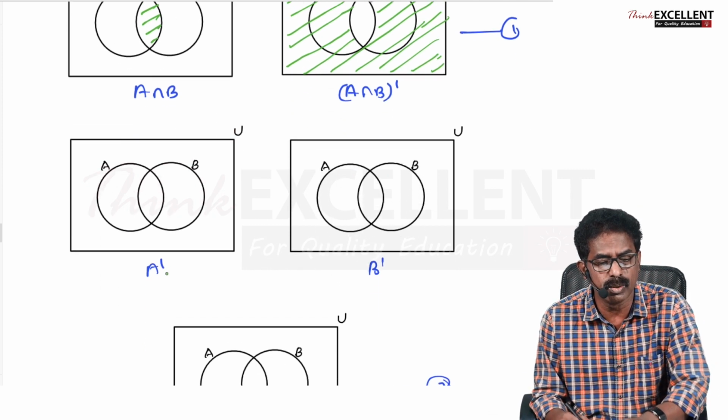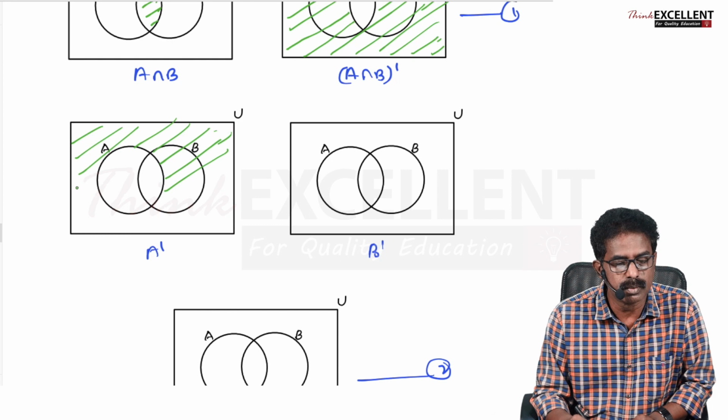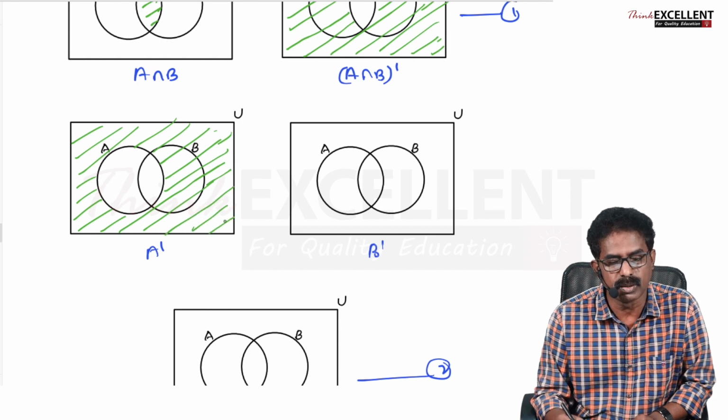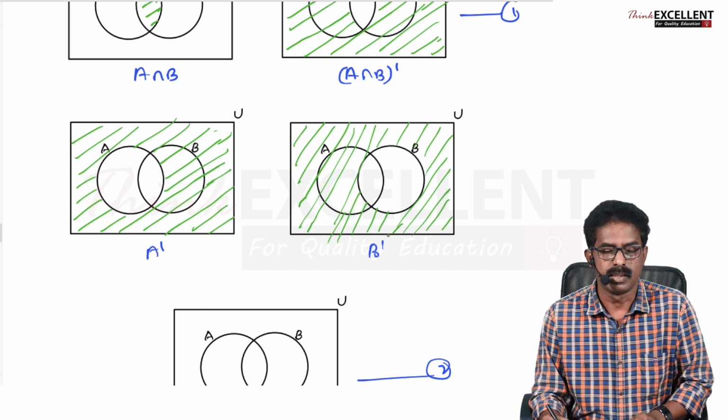Next one is A dash. You know, leave A, shade all the remaining portion, right? Leave A. So that is A dash. Leave A, all other portions you shade. Next, what do you need? B dash. What is B dash? Leave B, shade all the remaining portion, right? Leave B and shade all the remaining portion. But you should shade neatly, okay? Okay, this is B dash.